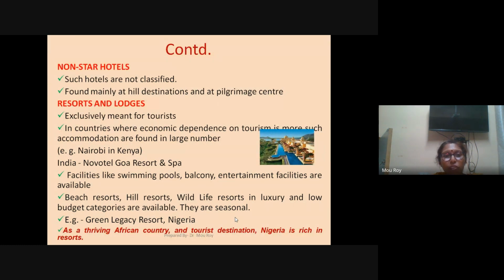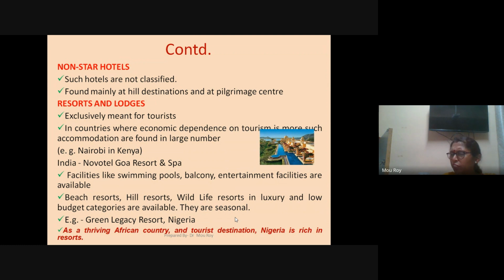Okay, so we have some resorts, and we also have resorts which are located near hill stations or beaches where you can have a beautiful view. So there are beach resorts, hill resorts, wildlife resorts, in luxury as well as in budget class categories. Okay, and of course they are very seasonal. These resorts or lodges are usually meant for the tourists. And you can see that in countries where economic dependence on tourism is more, such accommodations are found in large numbers. Especially you have Mauritius, where people depend on tourism.